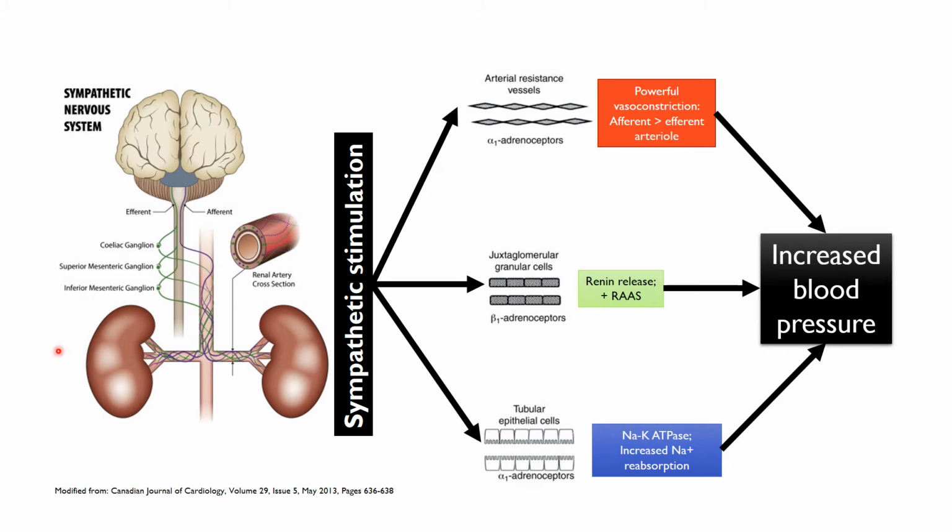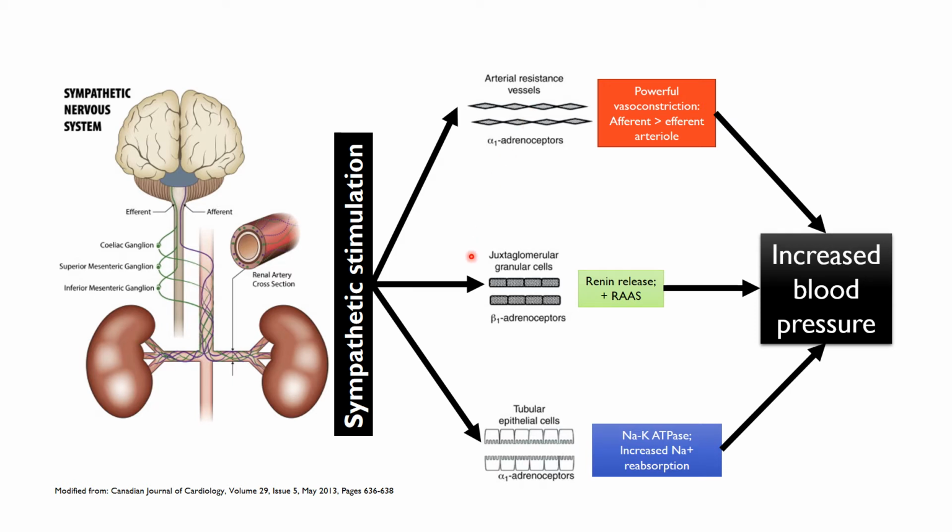Now this is the same sort of set of information. Sympathetic stimulation results in three big effects, and those same three effects are listed out here in more of a graphic form rather than written out as on the previous slide. The first one is via activation of alpha-1 adrenoreceptors on arterial resistance vessels, aka afferent and efferent arterioles, you result in a powerful vasoconstriction. Now, the alpha-1 adrenoreceptors are simply more abundant on the afferent arteriole, so there is a net vasoconstriction of the afferent side more than the efferent side.